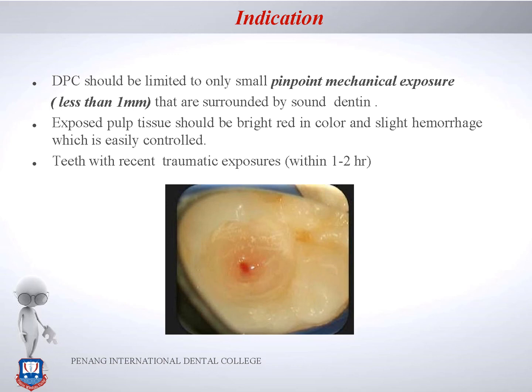And the second criteria is the exposed pulp tissue should be bright red in color and slightly hemorrhagic, which would be easy to control. This basically means that the tissue is vital, and the bright red color of the bleeding indicates that there is no infection in that area, there is no inflammation, and because there is no inflammation, the bleeding can be controlled easily by a moist cotton pellet.